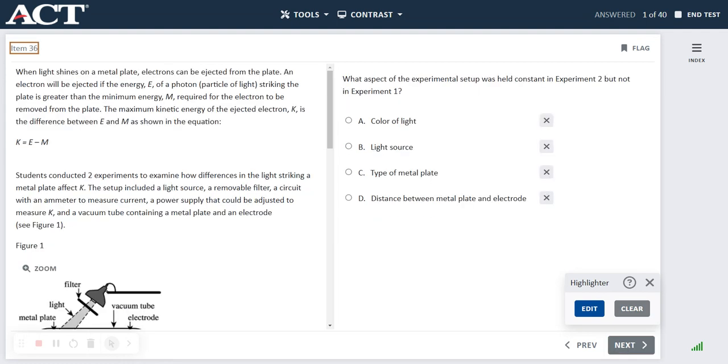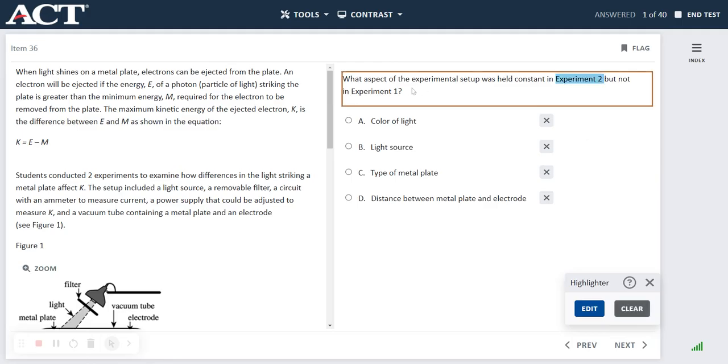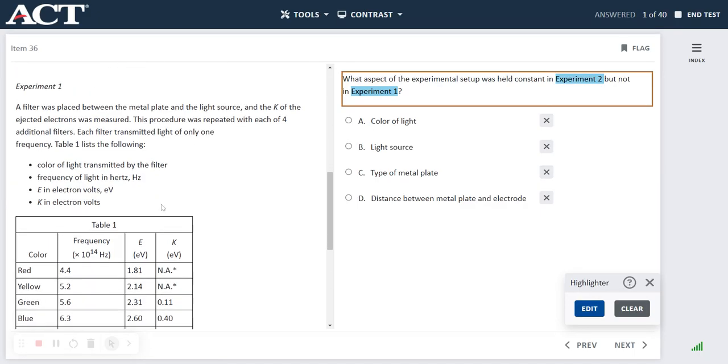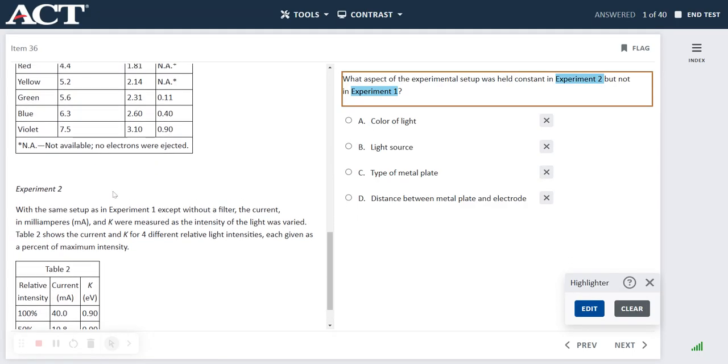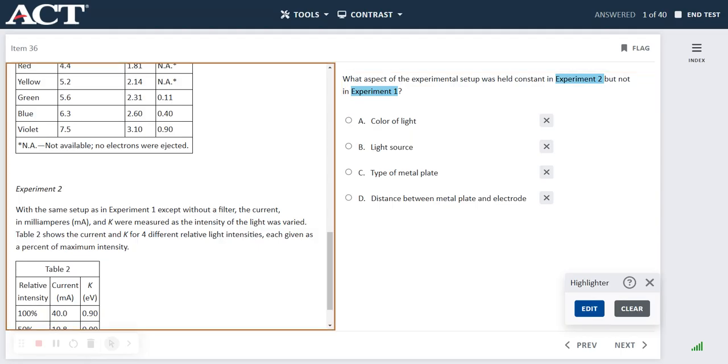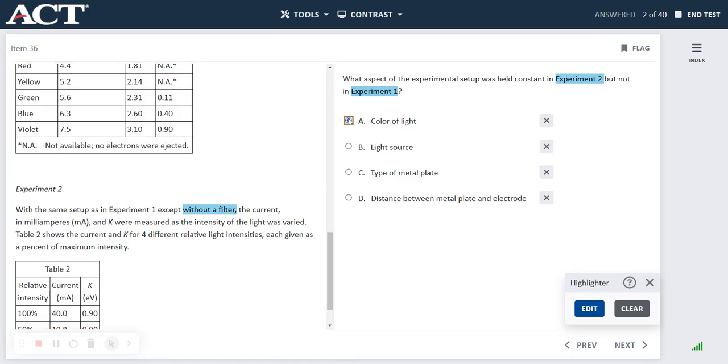Number 36. What aspect of the experimental setup was held constant in experiment 2, but not in experiment 1? Okay, so the thing that didn't change in experiment 2, with the same setup as experiment 1, except without a filter. So they didn't change the colors. So the color of light was held constant in experiment 2.